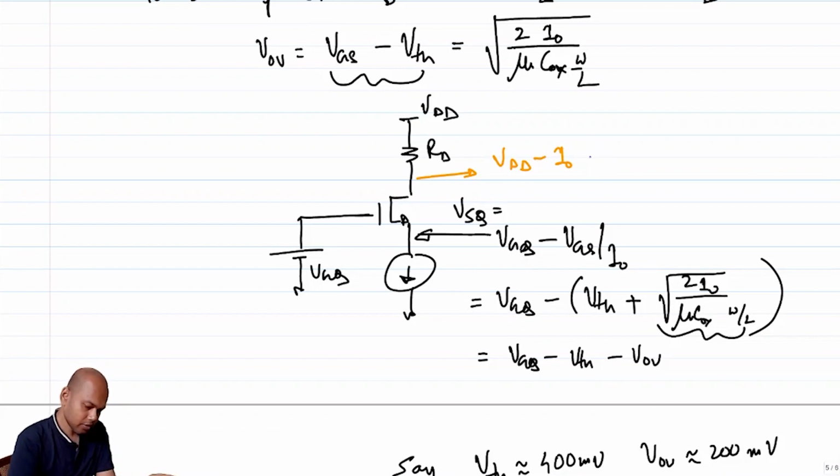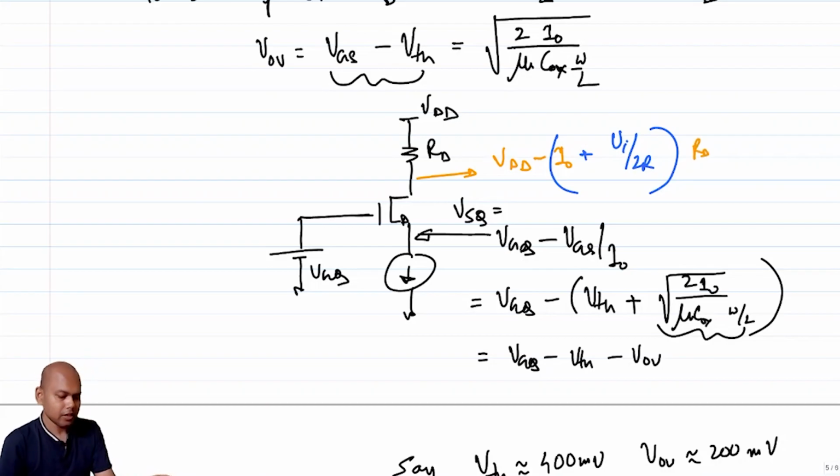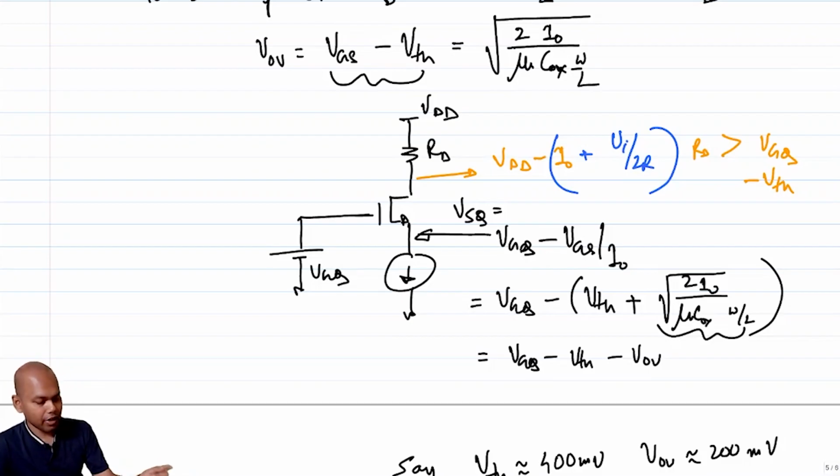So this should be I naught plus Vi by 2R times RD, right? And this is the worst case condition, and this has to be greater than VGQ minus the threshold voltage. Instead of Vi, you replace Vi with the maximum signal swing that you are expecting. From there, you will have an idea of what value of RD you need, because typically VDD is fixed by the process.